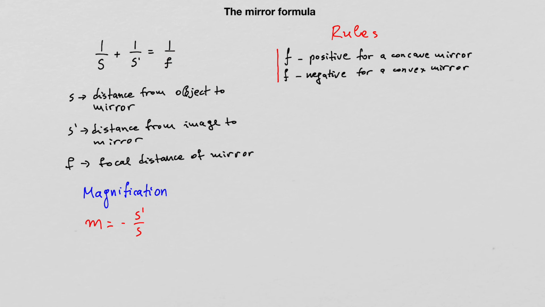If you're calculating for the focal distance and you get a positive result, then that means that the mirror is concave. If you get a negative result, it means that the mirror is convex.